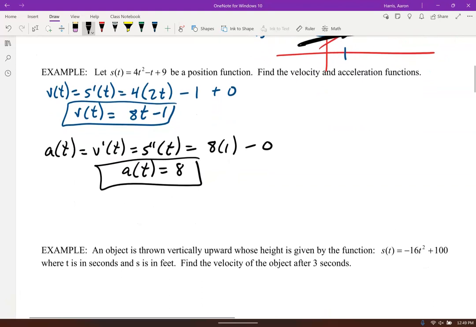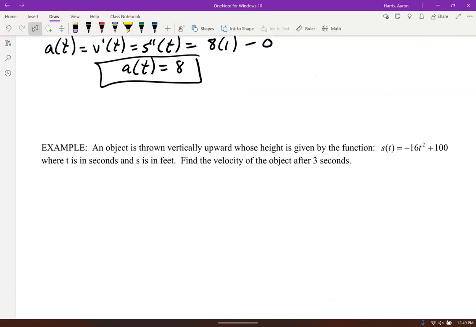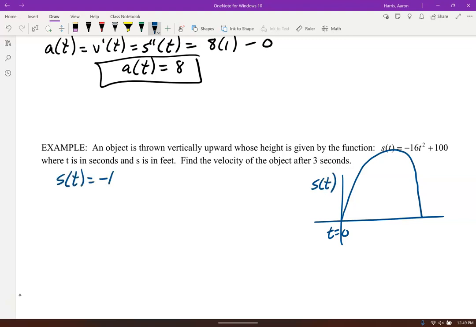Let's do an example where we throw an object vertically upward, and it's given by this function, negative 16t squared plus 100. So this object's thrown vertically upward, right? With t being 0, it's on the ground. This is my position function, s of t equals negative 16t squared plus 100. It says find the velocity of the object after 3 seconds.